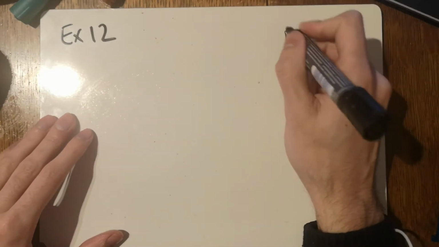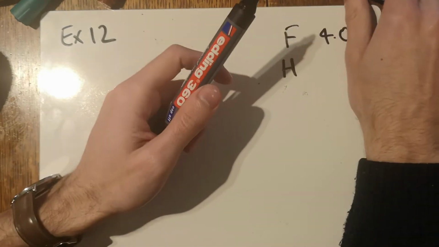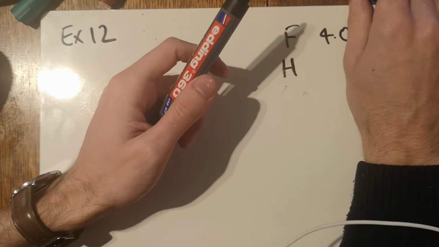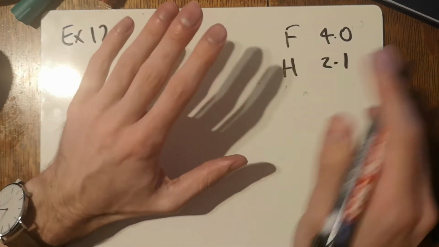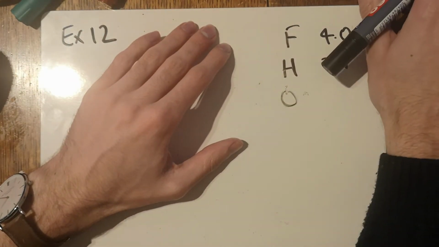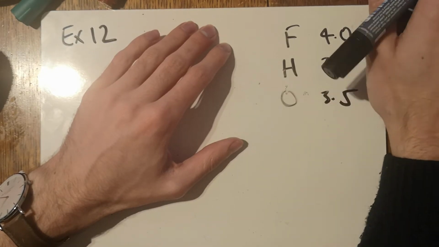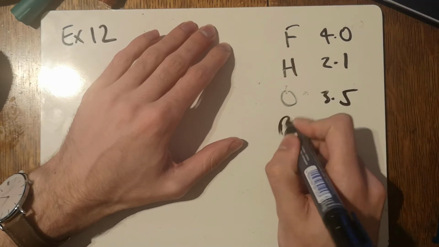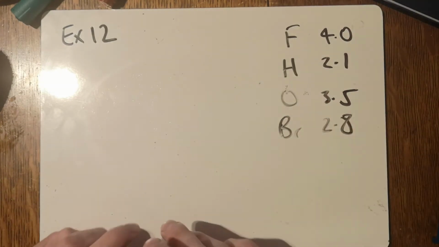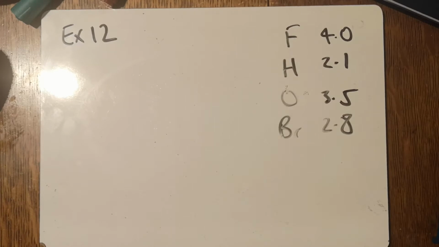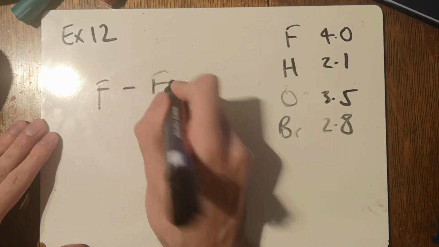So I'm just going to quickly put that here. Fluorine has electronegativity value of 4.0. Hydrogen, let's check what it is on your paper. Go with 2.1, but this varies. Sometimes it has 2.2, 2.0. For this example, I'm going to say it's 2.1. Oxygen, 3.5. And bromine, 2.8. So we've got there our four values. And the first one it wants us to do is fluorine bonded to fluorine.